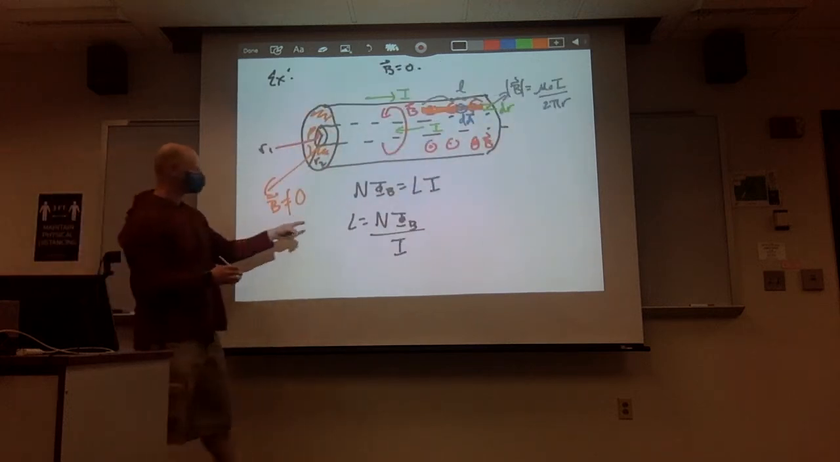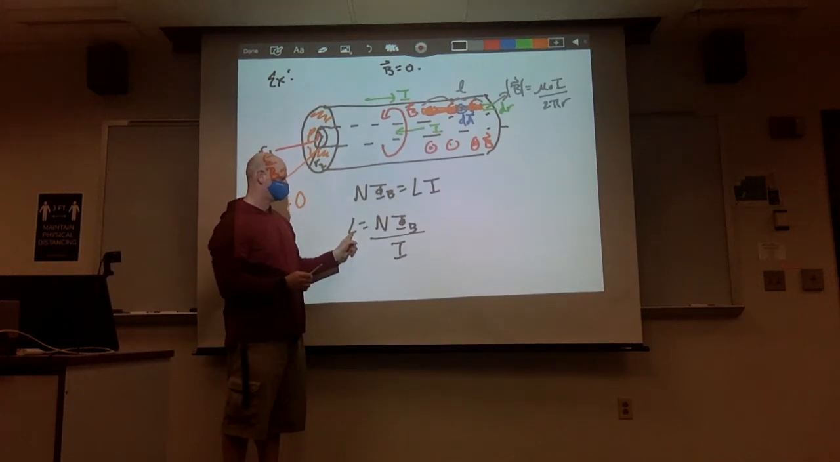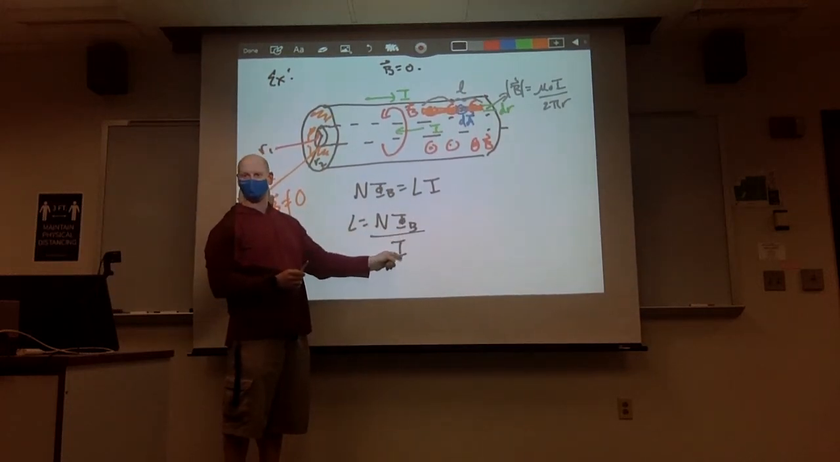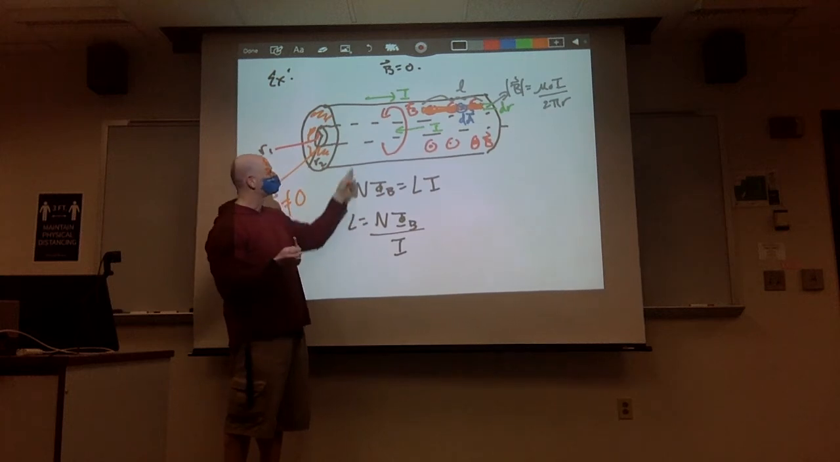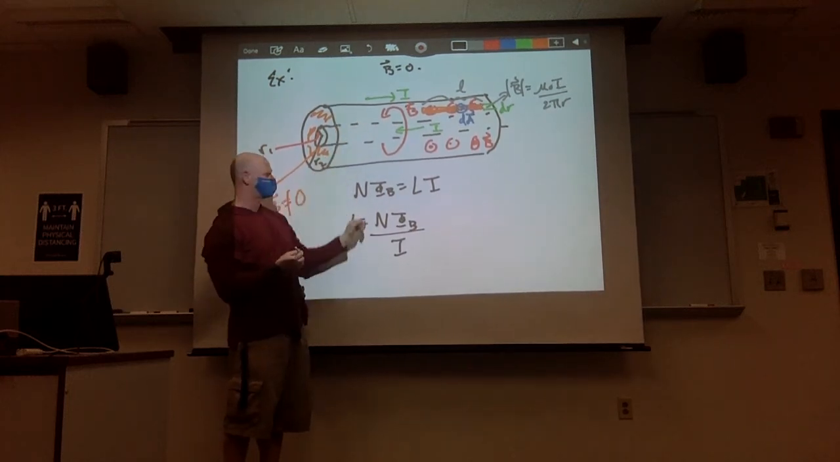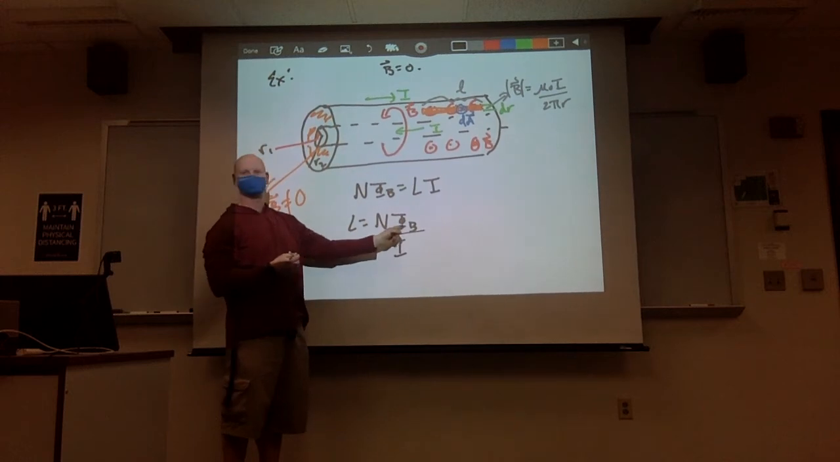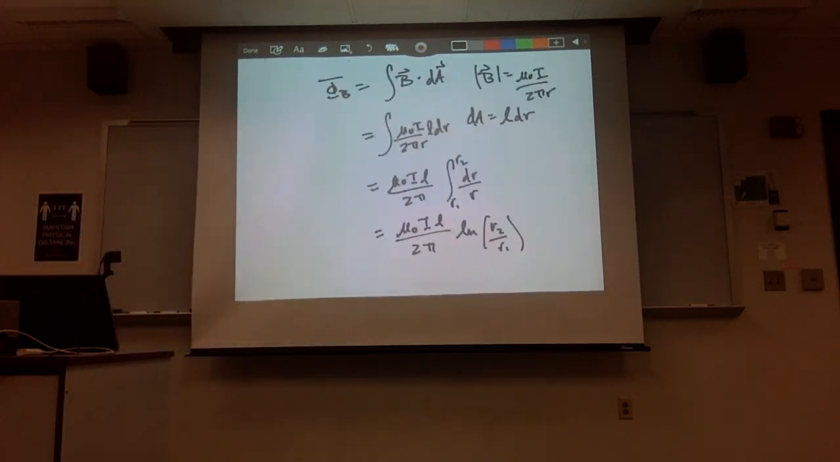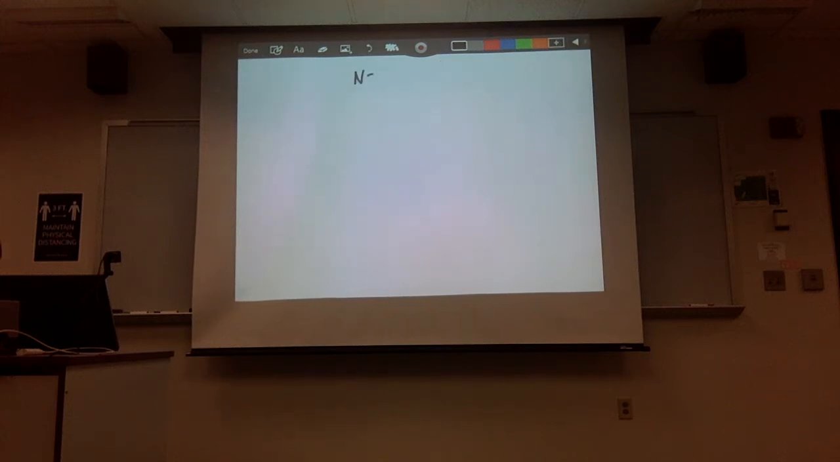Okay? Now go back to here. What this then says is that L is going to be equal to the number of loops times that magnetic flux divided by the current. Now in our case, how many loops do I have here? 1. So N is just going to be 1. So all I'm going to do then is take this magnetic flux and divide by the current. So here we know that N is simply equal to 1 since there's 1 loop, which means that my inductance then is just going to be my magnetic flux divided by the current.